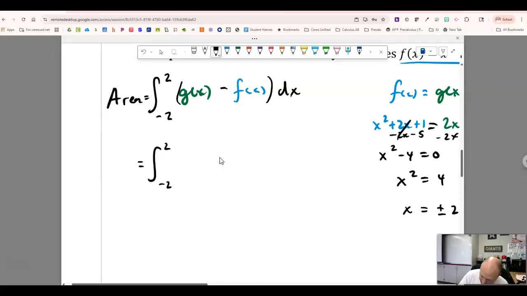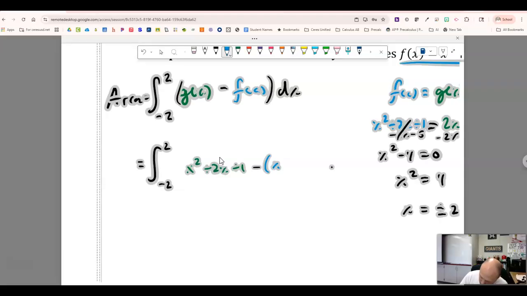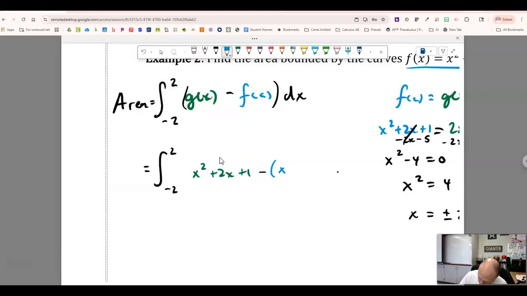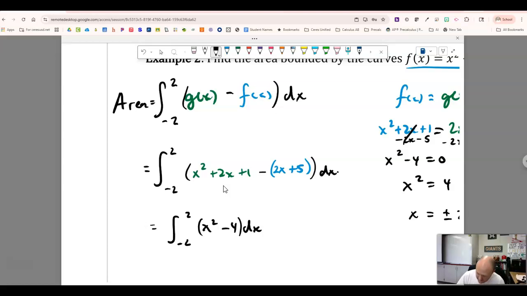So from -2 to 2. Again, g of x is x squared plus 2x plus 1, and then minus f of x, which is 2x plus 5, all of this dx. Actually, this is going to look very familiar. I'm going to subtract 2x, I'm going to subtract 5, and what we end up with is the integral from -2 to 2 of x squared minus 4 dx.